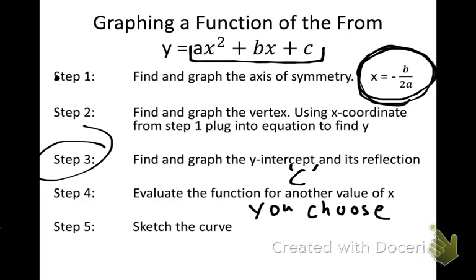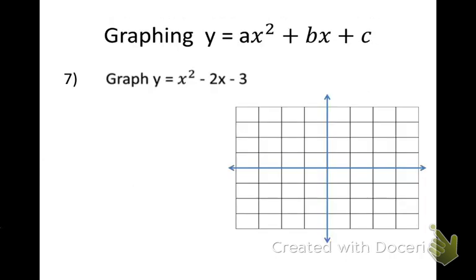All right, then the last thing we're going to do is sketch the curve. All right, so number 5 is sketch the curve. Again, we're going to go step by step through this. Follow along. If you have questions as we're going through, ask. Okay. So number 7 here. I want you to graph y equals x squared minus 2x minus 3. I'm just going to kind of do my steps over here so I can get it all on the board here. But step number 1, find my axis of symmetry.